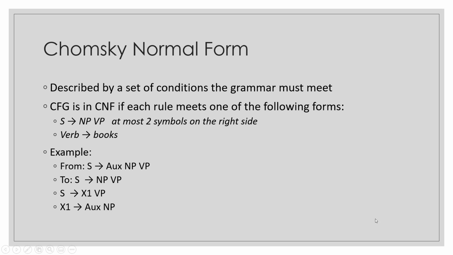And the Chomsky normal form is described by a set of conditions the grammar must meet. The Chomsky normal form is met if each rule meets one of the following forms: at most it can have two symbols on the right side, and for a terminal it can have one symbol on the right side. So here's an example where it's not in the Chomsky normal form. You've got three symbols on the right-hand side, and then you can see where it's converted to the Chomsky normal form that needs to be set up for your algorithm.